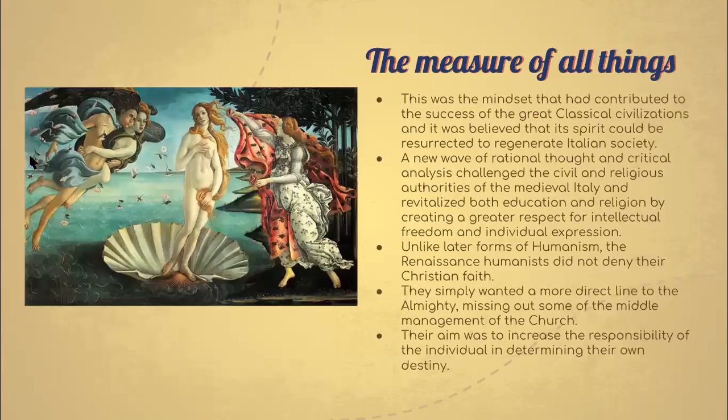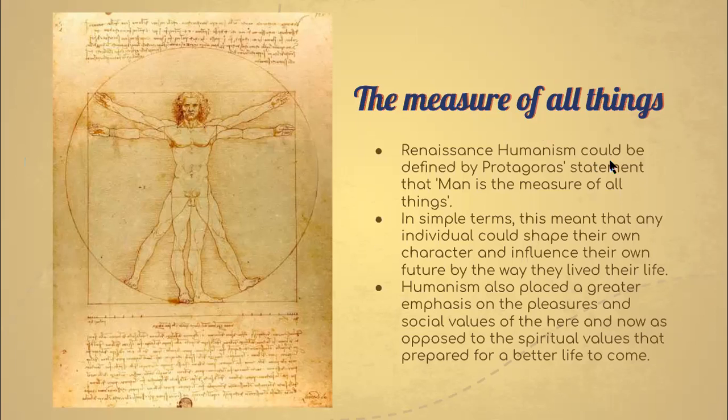Renaissance humanism could be defined by Protagoras' statement that man is the measure of all things. In simple terms, this meant that any individual could shape their own character and influence their own future by the way they lived their life. This is really big, because in the past, religion and those at the head of the church were making a lot of decisions for people. And there was this big shift of, no, let me take some control here. Thanks, but no thanks. There's a little bit of that shift happening in the Renaissance as well.